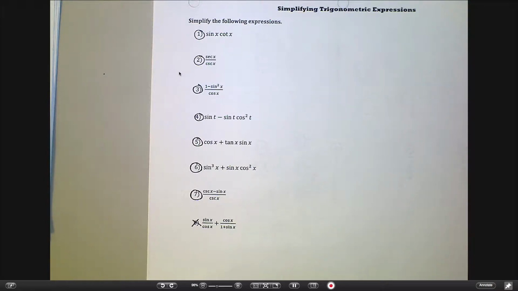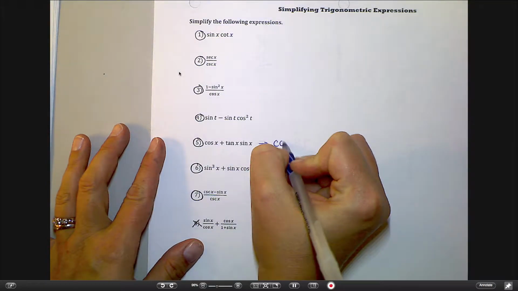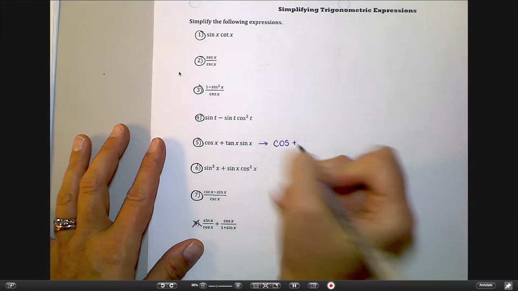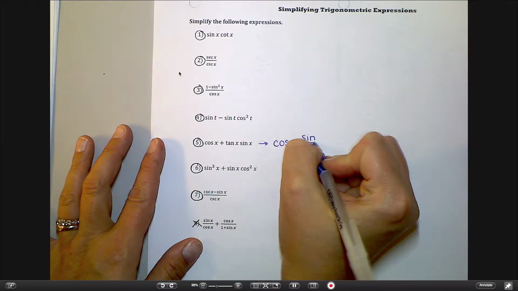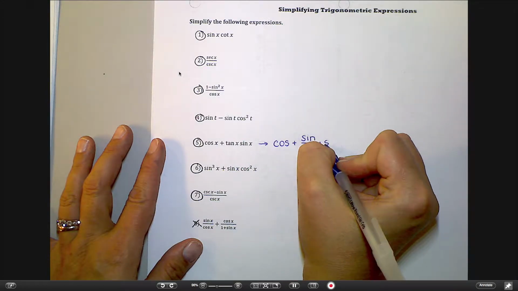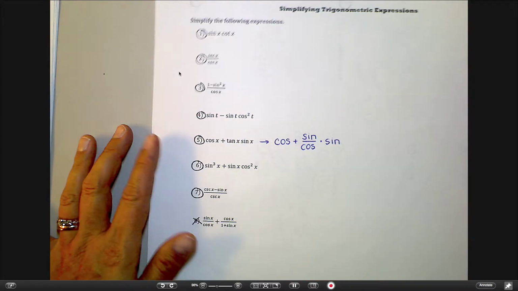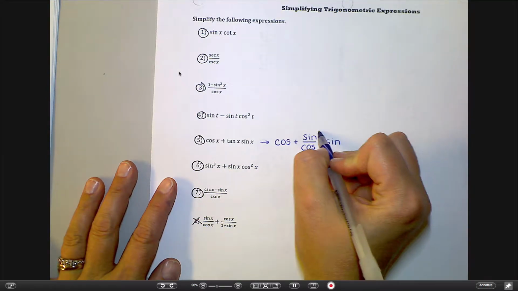Okay, got it. Number 5, first thing I would do is take that tangent and make it sine over cosine, right? So I'm going to go cosine. This page was not really formatted well for this, but we'll make it work. Oh yeah, this one is going to be a little weird, isn't it? Let's go ahead and multiply this together.